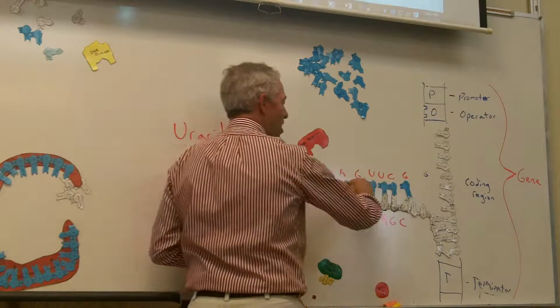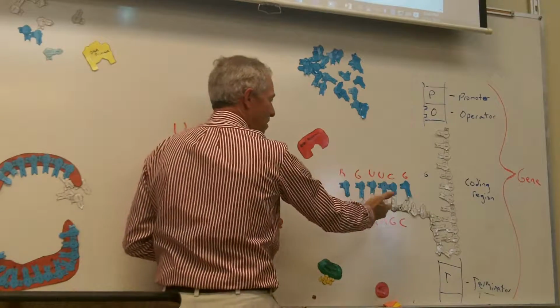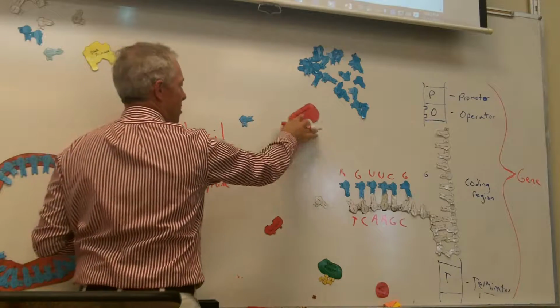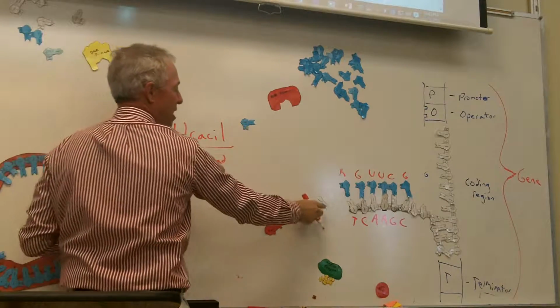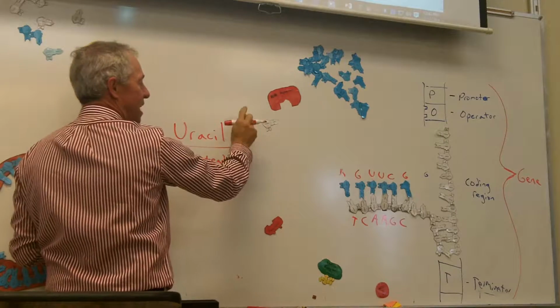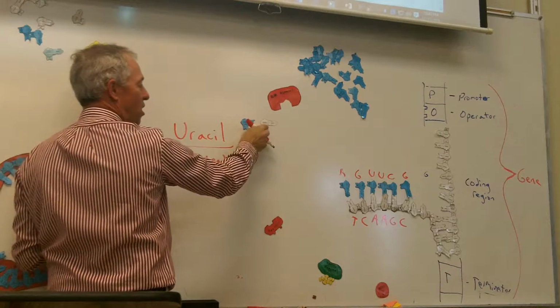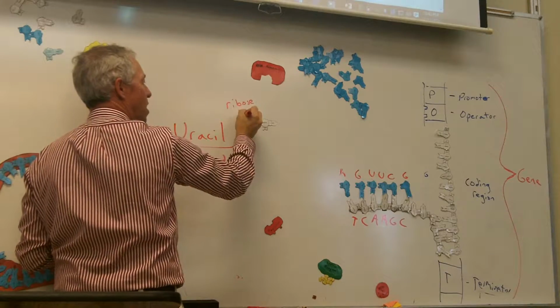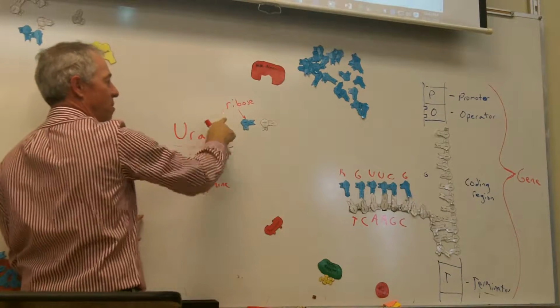And so what we've now done is we've made an RNA copy of the DNA chain. There's something else I've got to tell you about these RNA nucleotides. The sugar is different than a DNA nucleotide. In an RNA nucleotide, the sugar is called ribose. Ribose sugar. That's why it's called RNA, because of the ribose sugar.